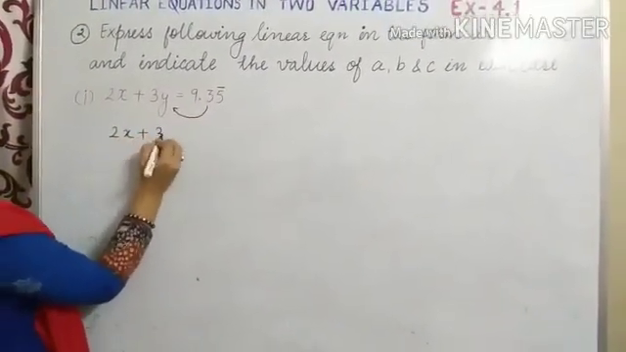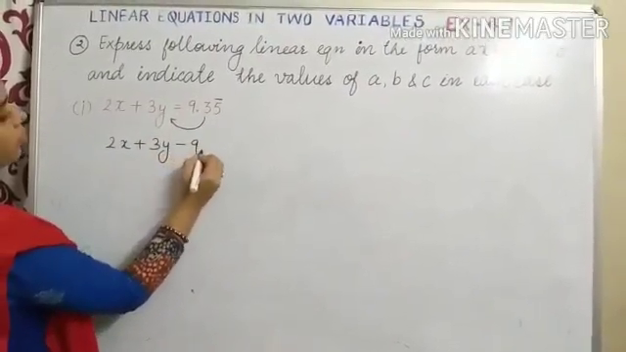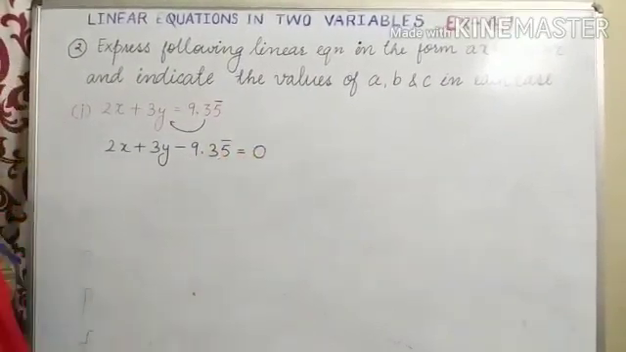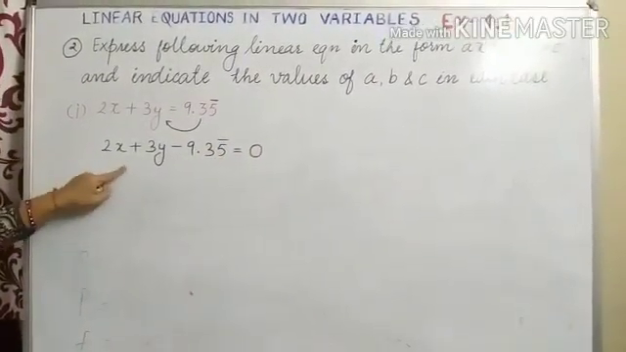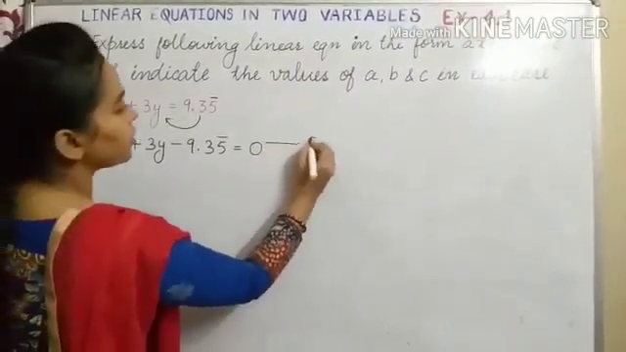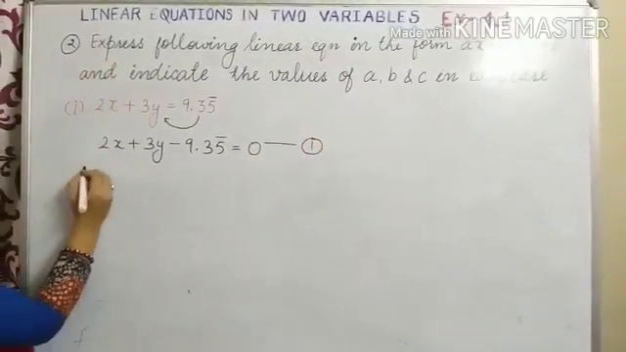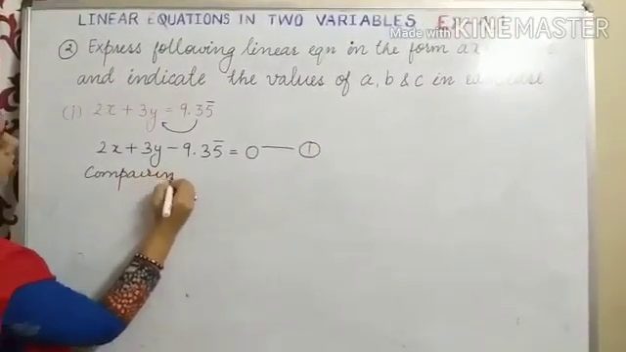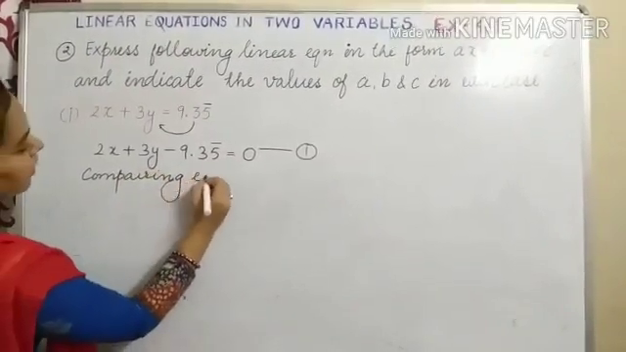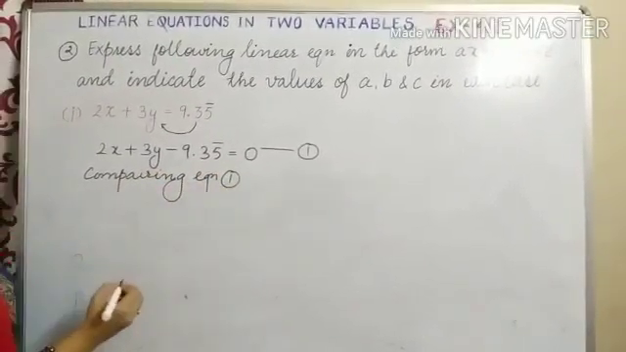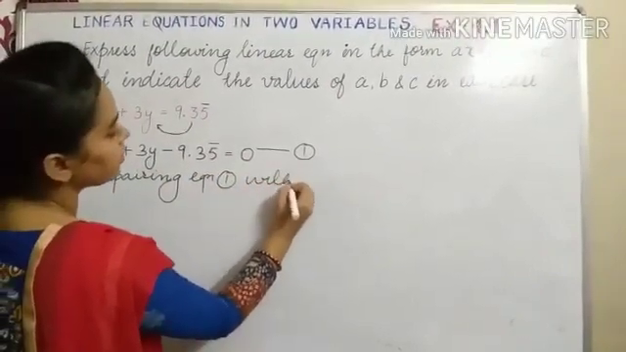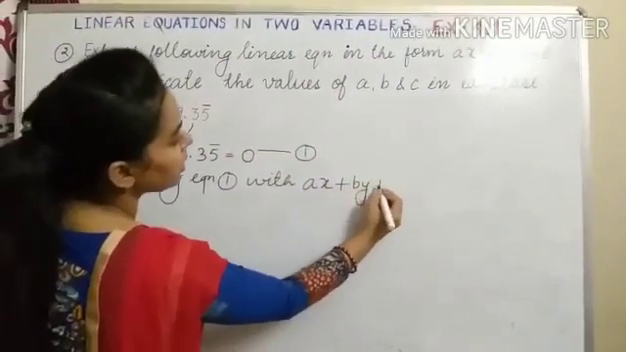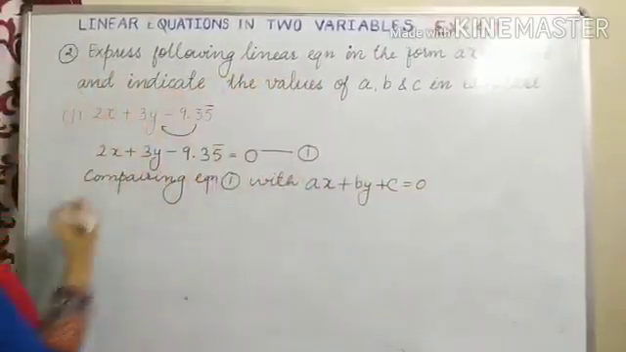2x plus 3y minus 9.35 bar equal to 0. This is our first step. We will take it as equation number 1. Now, we have to write: comparing equation 1 with the standard equation ax plus by plus c equal to 0.